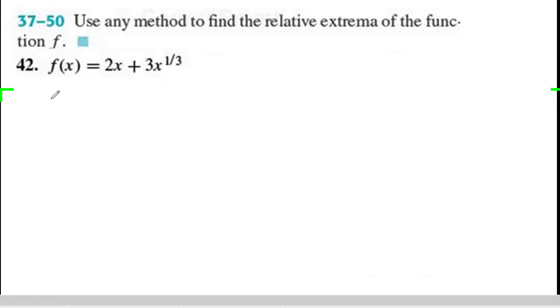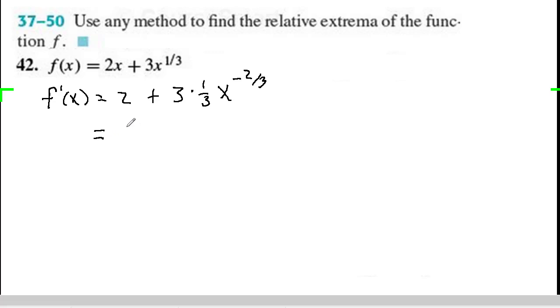Moving on to the next problem, same instructions. Use any method to find the relative extrema of the function f. So then find the first derivative. And then we get 2 plus 3 times 1/3 x to the -2/3. So this term is just a power function. We bring down the exponent, 1/3, take 1 away from the exponent. 1/3 minus 3/3 is negative 2/3.